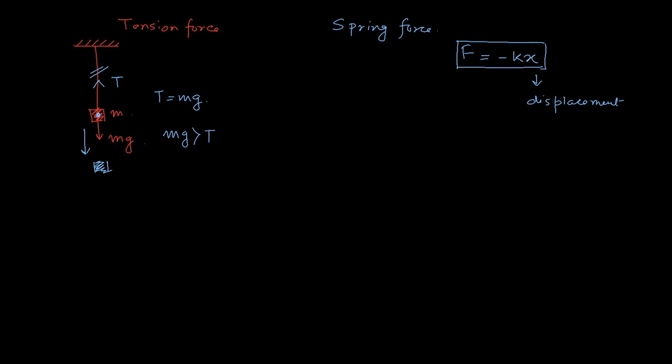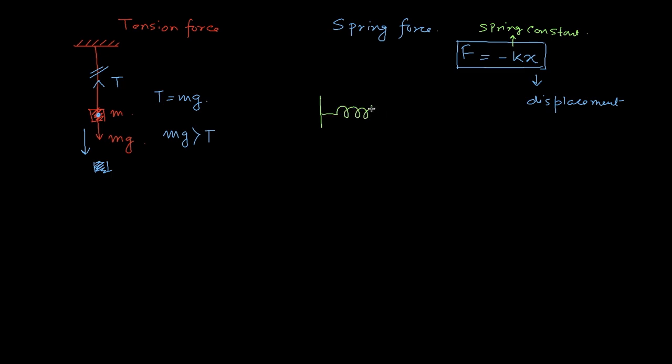K is called the spring constant, which is dependent upon the material of the spring and the shape and size of the spring. Why is it minus? Let me show you one thing.